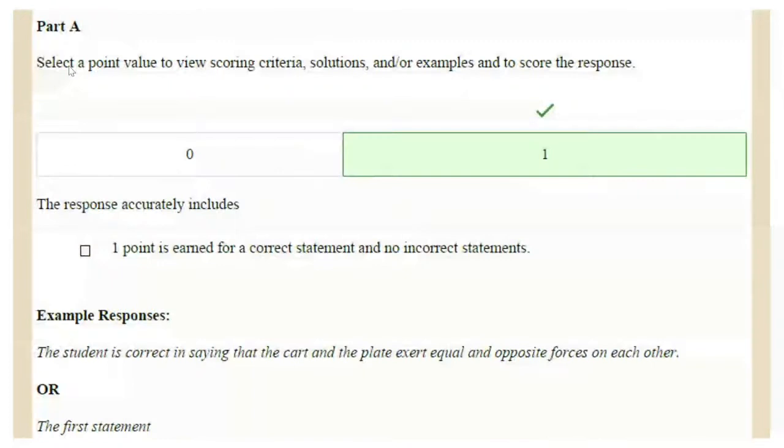All right, so moving on to the scoring guide here, notice it's only 1 point, and that's because you just had to say which statement is correct. And so notice the scoring guide just says 1 point for a correct statement and no incorrect statements. And so really you could have just said the first statement, or the student is correct in saying that the cart and the plate exert equal and opposite forces on each other. That's the deal. Take a second to pause this video here and make sure you understand this part of the scoring guide. And when you hit play, we'll move on to part B.